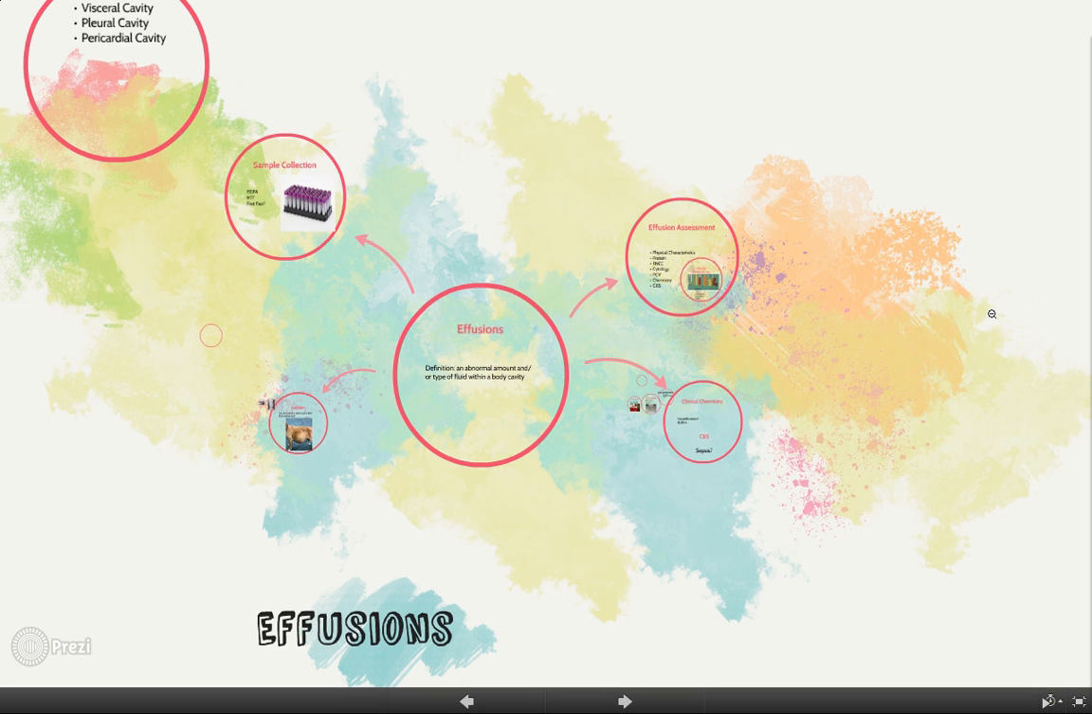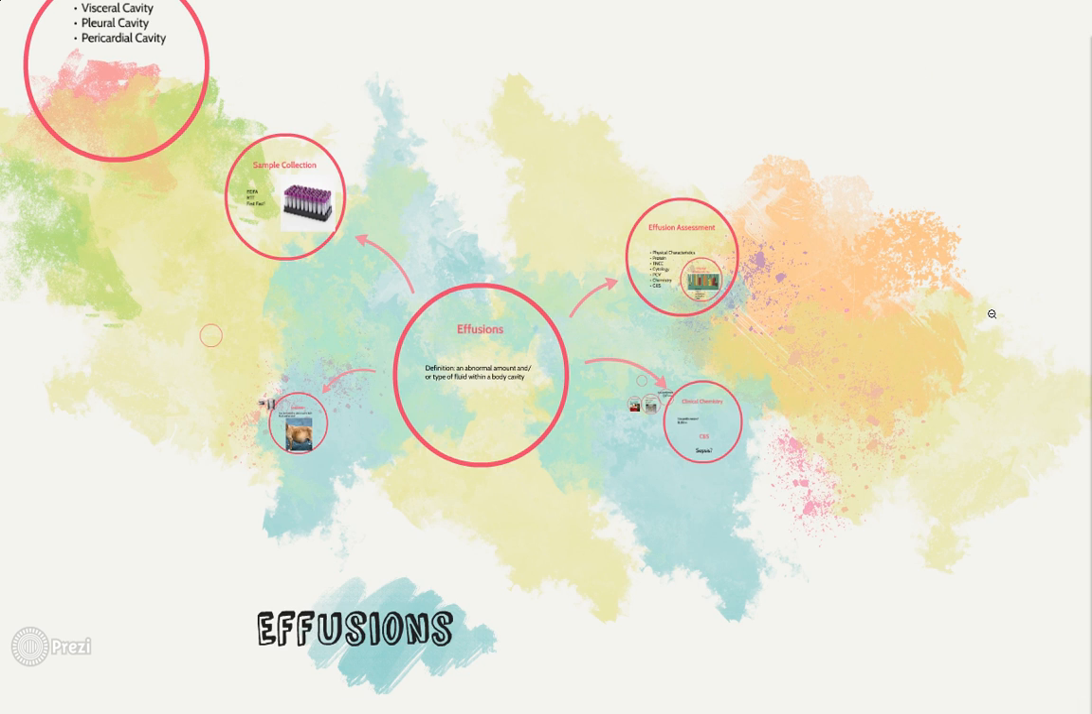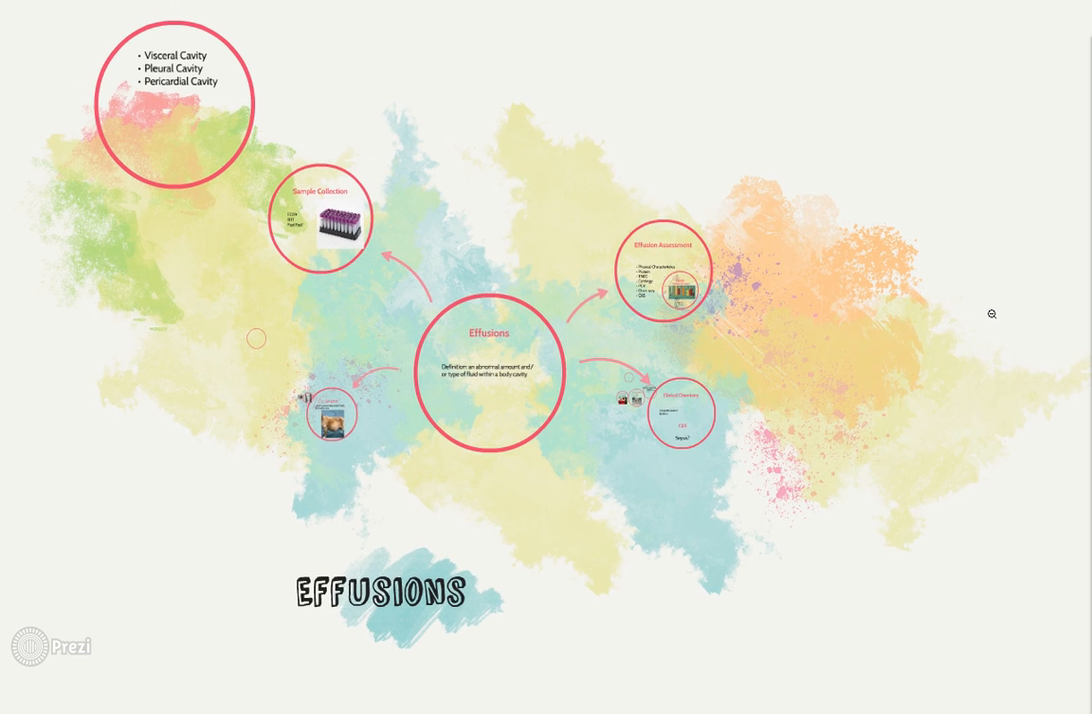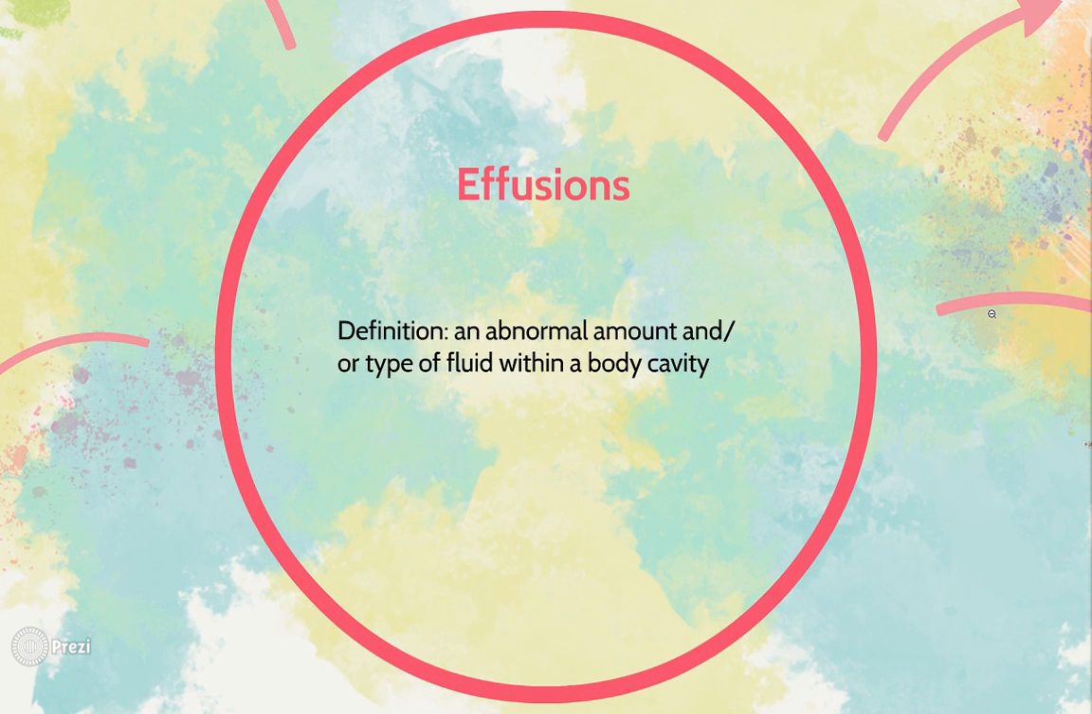All right, so let's have a look at effusions. Effusions are an abnormal amount and/or type of fluid within a body cavity. Common locations, which I'll talk about, are pleural, peritoneal, and pericardial, and it can result from an inflammatory or non-inflammatory cause. So effusions essentially are fluid in a cavity in the body.